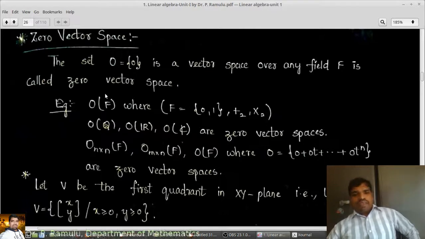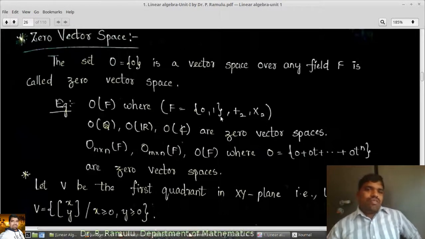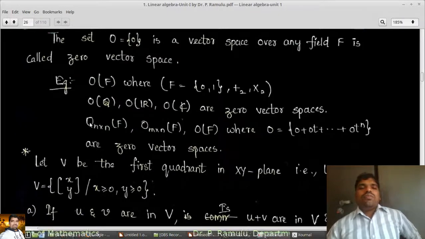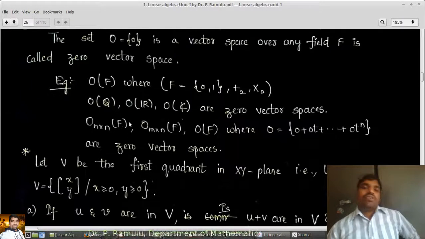Over F, where here I am taking F equal to 0, 1 addition is the vector space. Over Q, that means the singleton 0 set is a vector space over the field Q, over the field R, over the field C. These are the vector spaces. O of n cross n over F, this is a zero matrix, is also a vector space. If I take any field, the zero matrix is a vector space over any field, right?